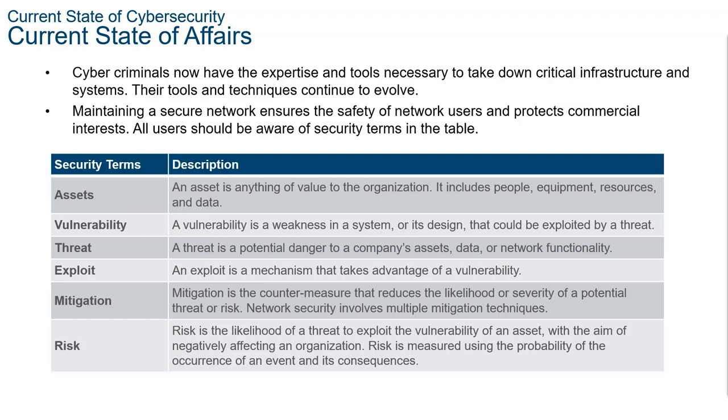Next is a threat. A threat is a potential danger to a company's assets, data, and network functionality. An exploit is a mechanism that takes advantage of a vulnerability. Next is mitigation. Mitigation techniques are required before, during, and after an attack. Mitigation is the countermeasure that reduces the likelihood or severity of a potential threat or risk. Network security involves multiple mitigation techniques.